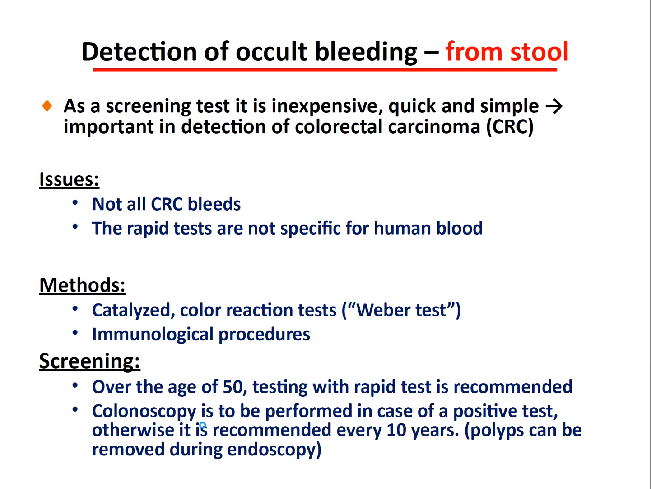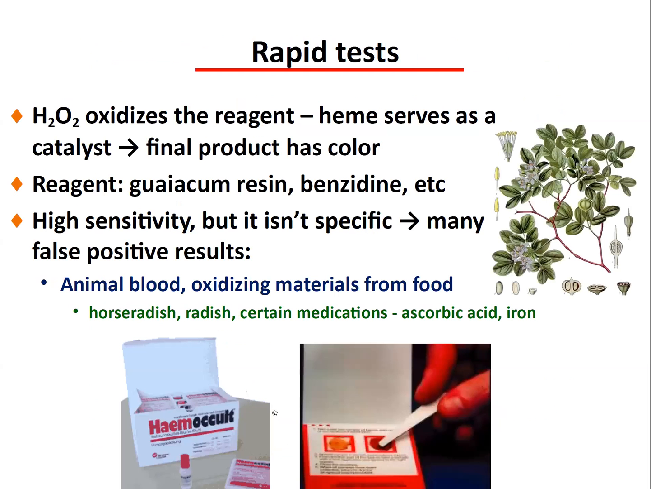And you have to differentiate between polyps and tumor in this case. Now, a very rapid test is the Hemocult test. Usually the heme is going to catalyze an oxidative reaction, and the final product is a color product of red color.